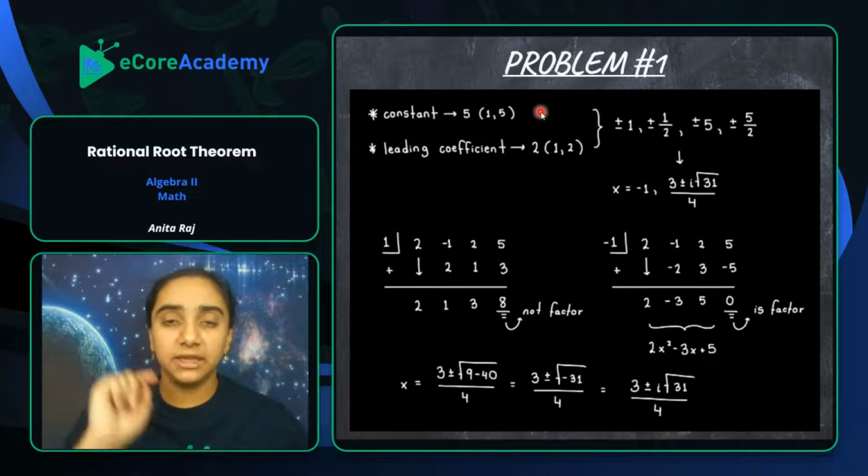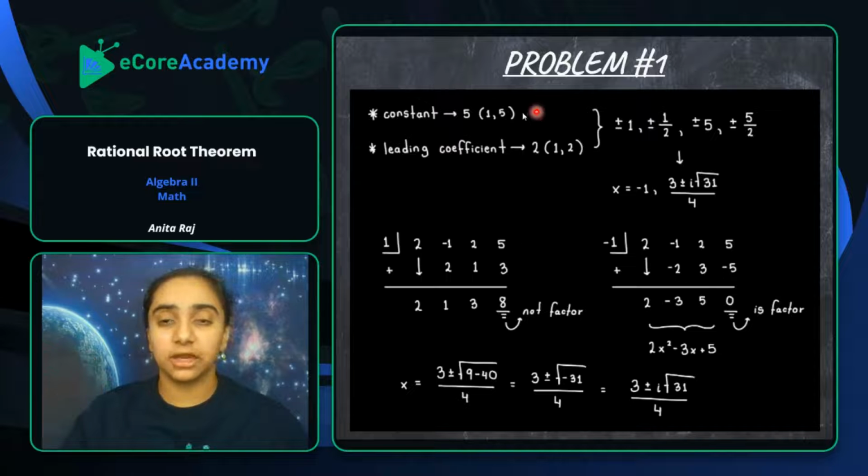Then we're going to set up that p over q, that fraction we were talking about. So we'll take one of the numbers from here. We'll take 1, make it the numerator, and take one of the numbers from here. And if we actually distribute this, we do 1 over 1 plus or minus 1, 1 over 2 plus or minus 2, 5 over 1 plus or minus 5, and 5 over 2 plus or minus 5 over 2.